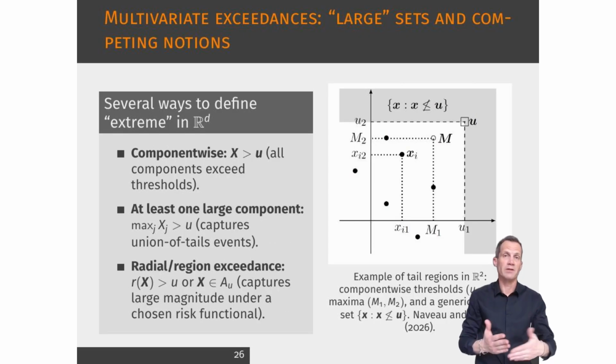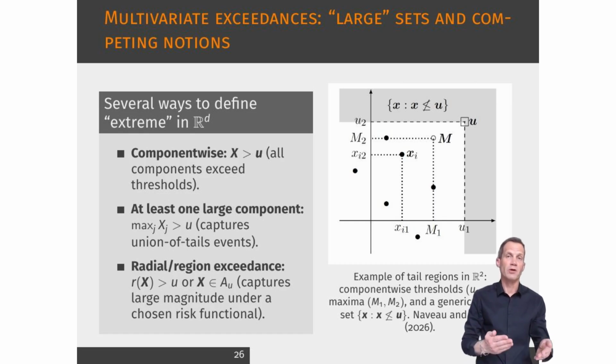This slide emphasizes that in several dimensions, there is no unique definition of being extreme. The first notion is component-wise. All coordinates exceed their thresholds. This is very restrictive and corresponds to simultaneous extremes. The second notion is that at least one component is large. This captures union of tail events, which are often relevant for losses triggered by any extreme component.